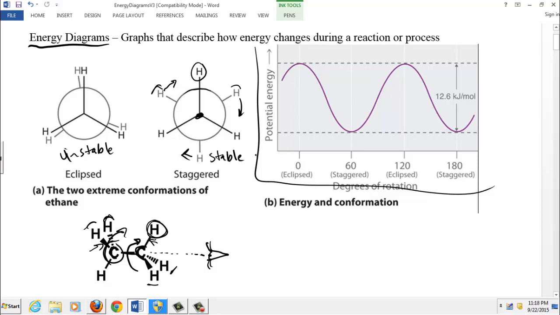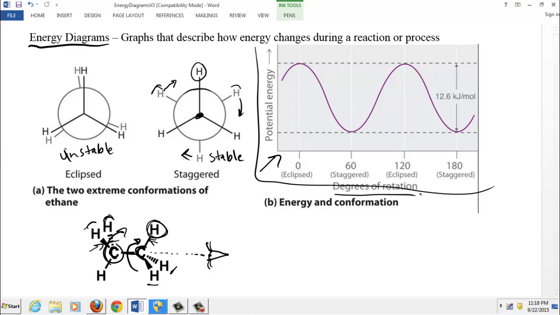But another way to describe the stability or the energy of the system is to graph it. And that's what's over here on the right. So we graph potential energy vertically. More energy, more unstable is going up. And then on the x-axis, we have degrees of rotation. We're just rotating the molecule about that single bond.